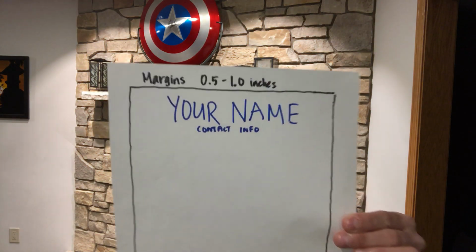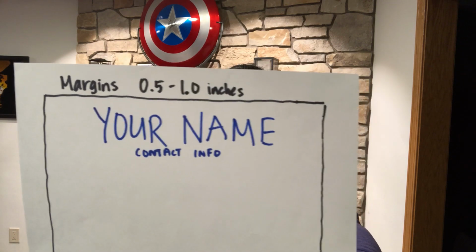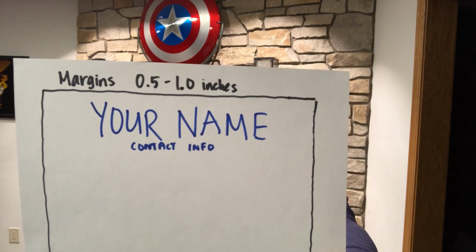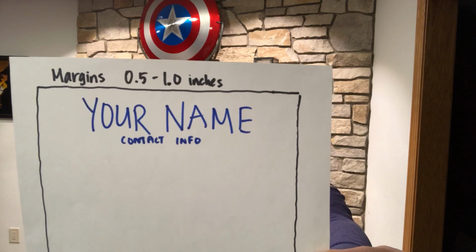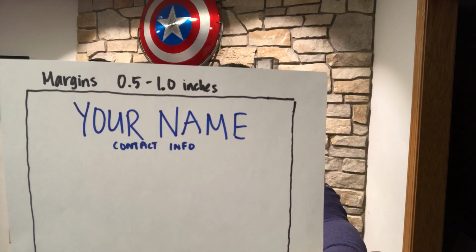Today we're going to talk about resume formatting. Your resume is going to be a one-page document. The margins are going to be 0.5 to 1.0 inches. It'll be single-spaced, and you're going to remove the space before and after the paragraph. Following that, you want to make sure that your name is the largest, boldest item on the page, followed by your contact information.